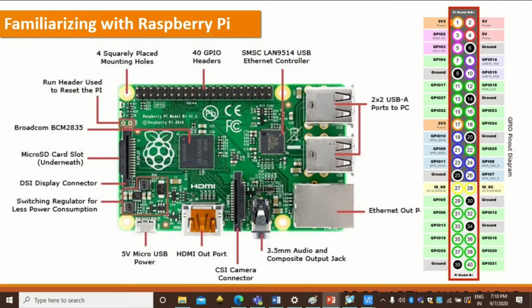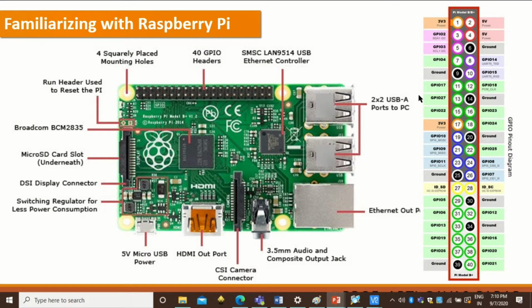Here are the components of Raspberry Pi. In fact, these are the interfaces of the Raspberry Pi through which you can connect different components to it. For example, these are the USB ports. This is the Ethernet connectivity, audio jack, HDMI port, 5-volt power supply, GPIO pins, and many other different peripheral interfaces are there.